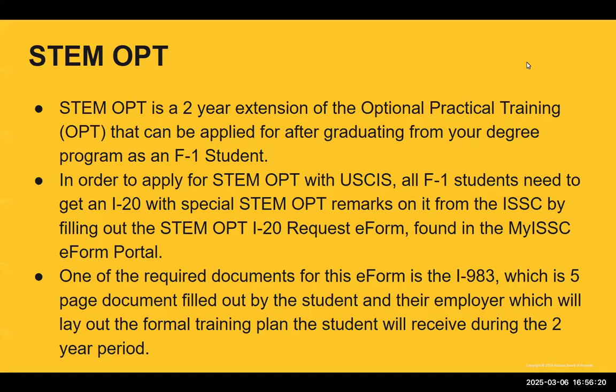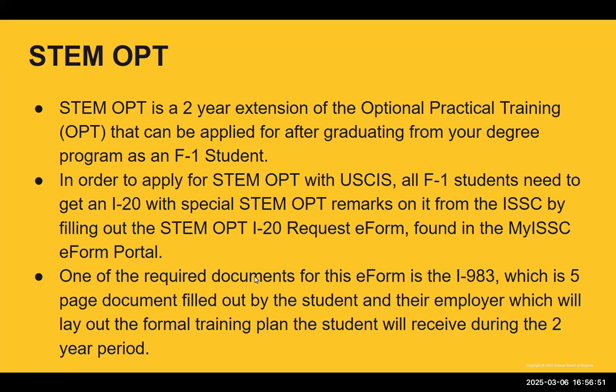So starting off, STEM OPT is a 2-year extension of the OPT, optional practical training, that can be applied for after graduating from your degree program as an F1 student. In order to apply for STEM OPT with USCIS, all F1 students need to get an I-20 with special STEM OPT remarks on it from the ISSC by filling out the STEM OPT I-20 request e-form, which is found in the My ISSC e-form portal under F1 Practical Training.